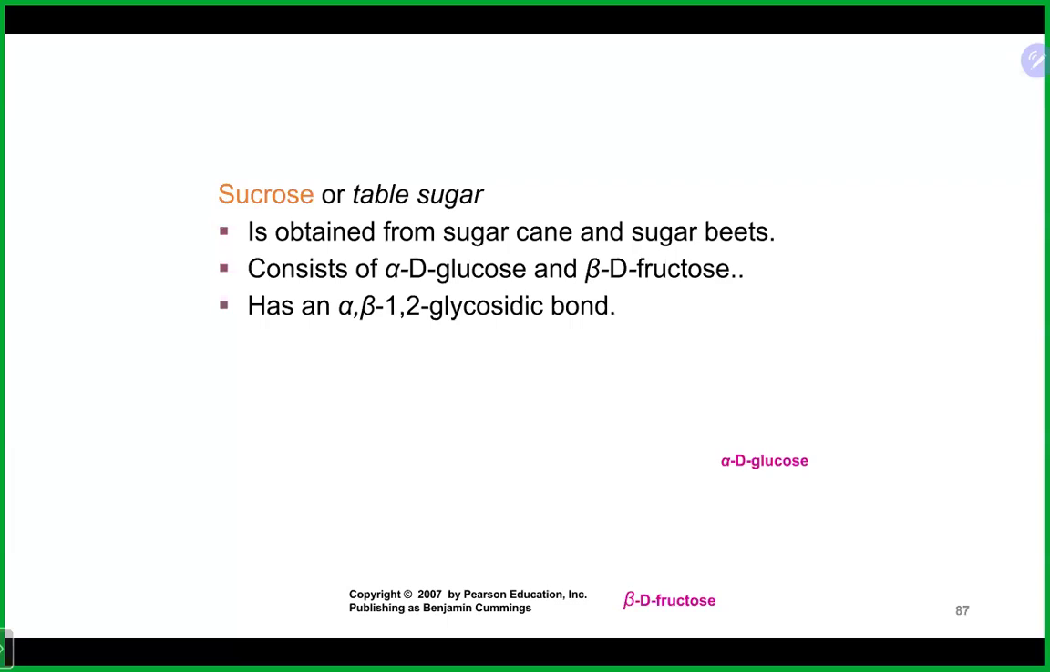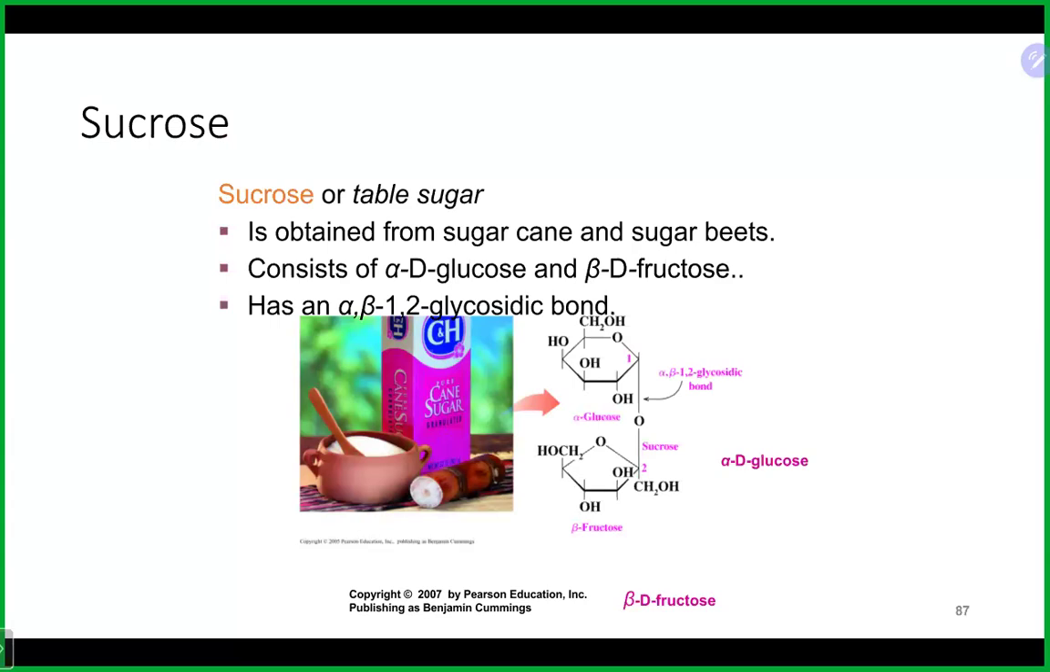All right, let's take a look at sucrose, which is the last disaccharide. Sucrose is basically table sugar. It's made up of glucose and fructose.